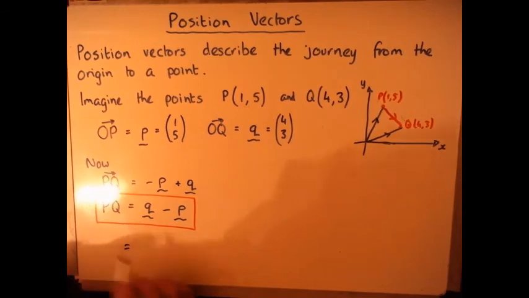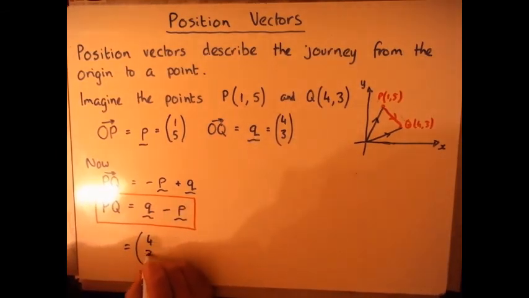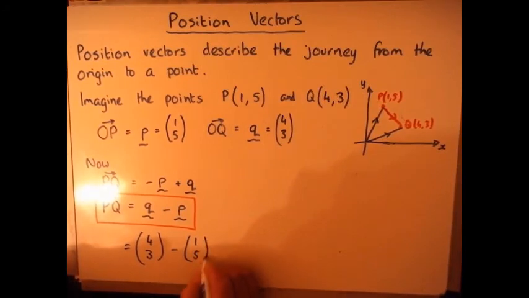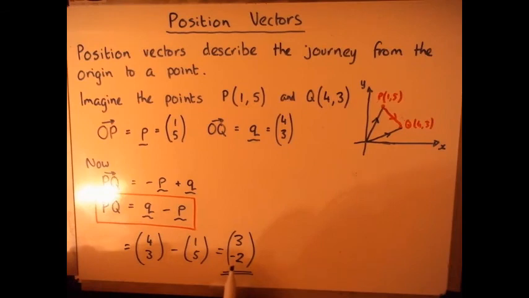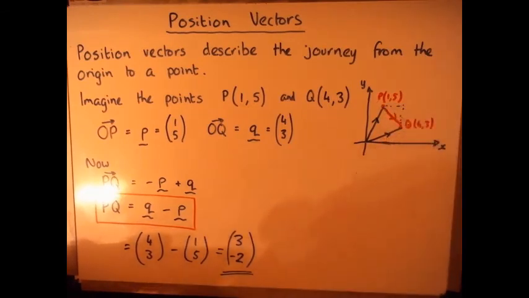So I can now make use of this, and I can say, okay, to get the components for the journey P to Q, why don't we do the position vector Q, which is (4, 3), and subtract from it the position vector P, which is (1, 5). And then I can quickly do 4 take away 1, which is 3, 3 take away 5, which is -2. So what these components tell me then is to do the journey from P to Q, I want to go from P along 3 and down 2.